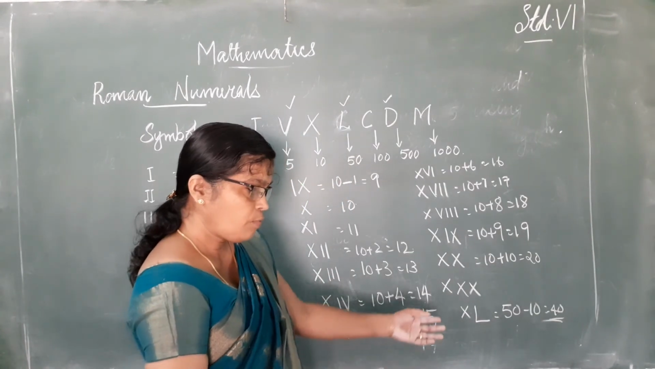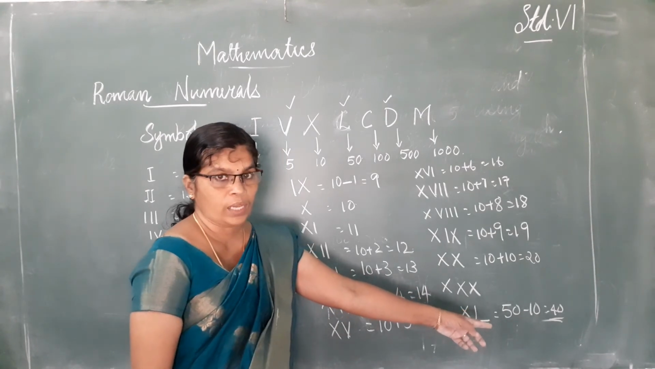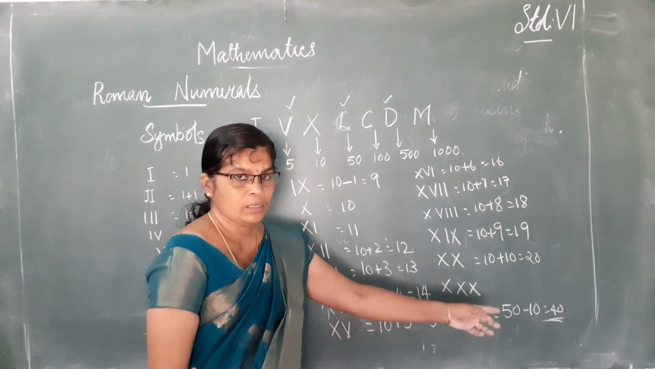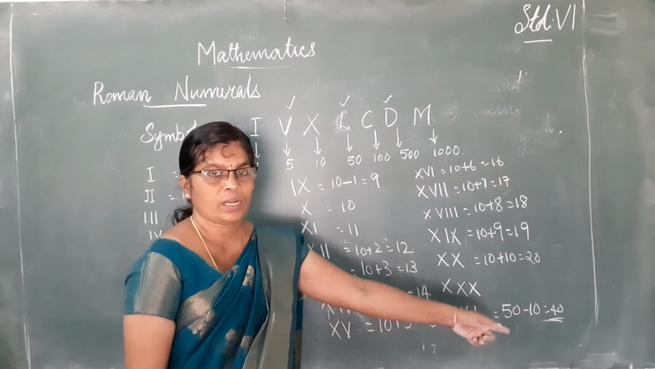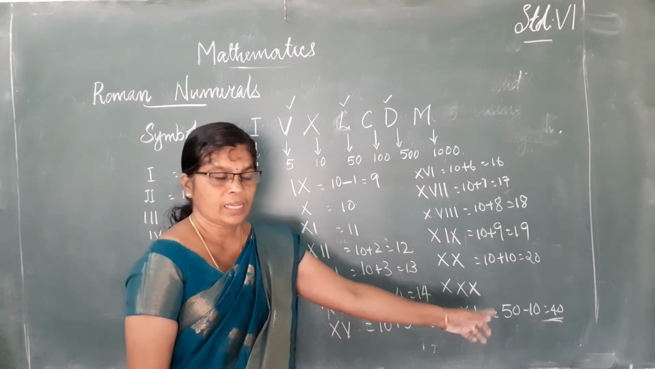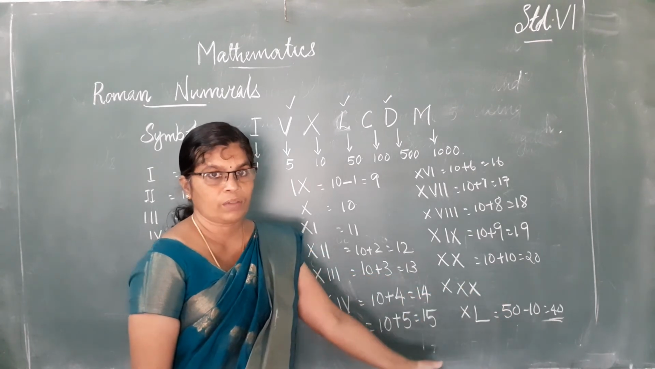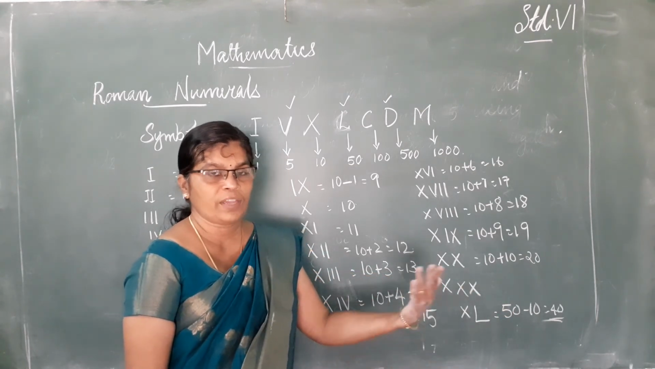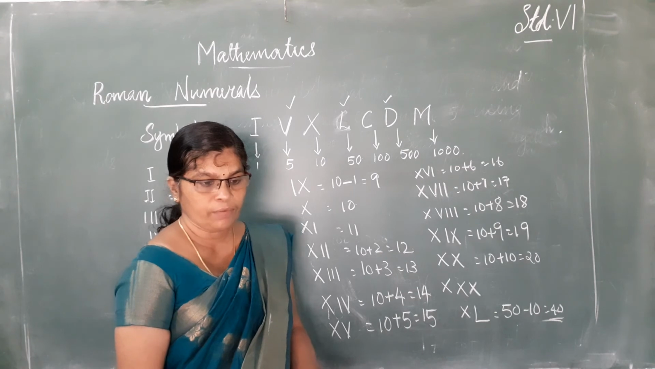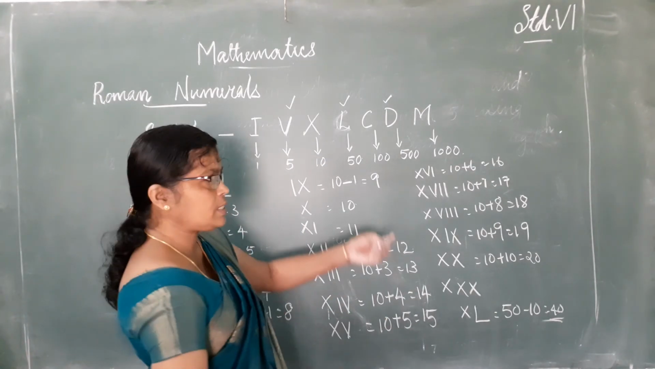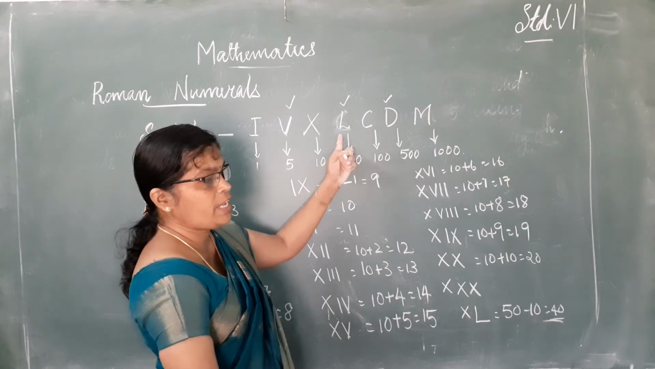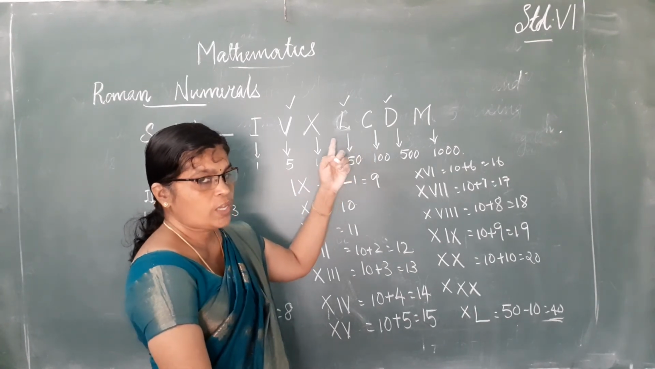Right? Then XL and I, you can write 41. XL and II you can write 42. Right? XL and III you can write 43. Then XL and V, 45, right? So like that we have to write the numbers. Okay, then how will you write 50? For 50 we have the symbol L. So you can write L.